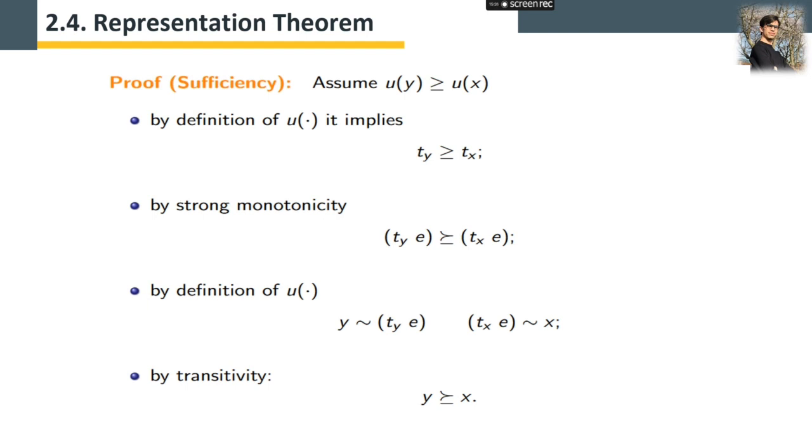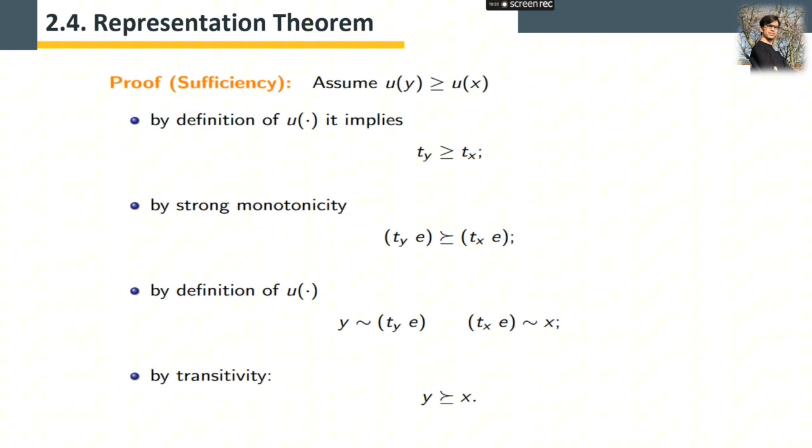More is better. It means we prefer more of a good than less of a good. Then ty, when we multiply it by e, should be preferred to the bundle of tx multiplied by e. Then ty multiplied by e is at least as good as tx multiplied by e. Why? Because ty is greater than or equal to tx. Then when ty is greater than or equal to tx, ty multiplied by e should be weakly preferred to tx multiplied by e. That's what strong monotonicity tells us.